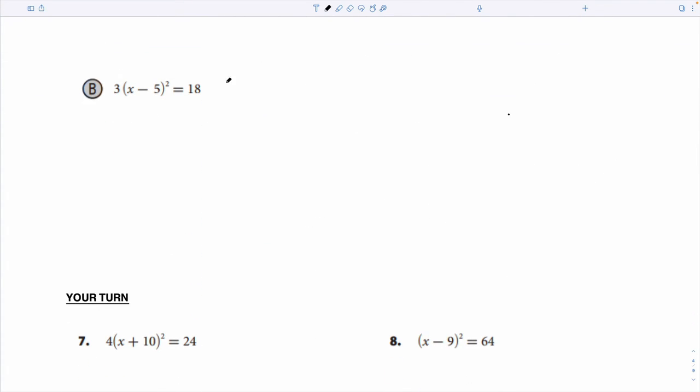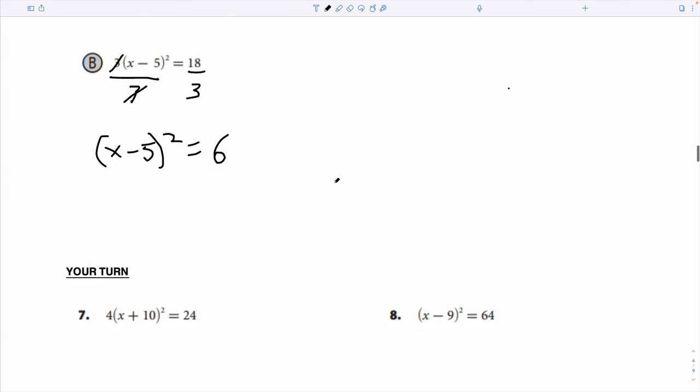When I have a number attached to the outside, I cannot take the square root of this entire thing because the 3 is attached. Before I take the square root, let's divide by 3. X minus 5 is still squared. I divided by 3 on the left side, which cancels it on the left. 18 divided by 3 is 6.